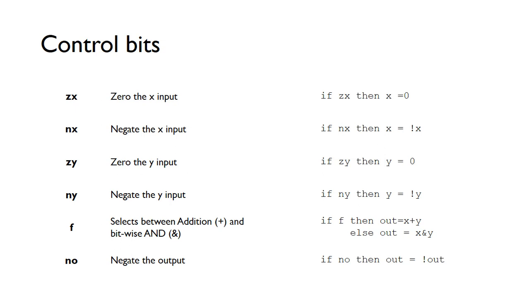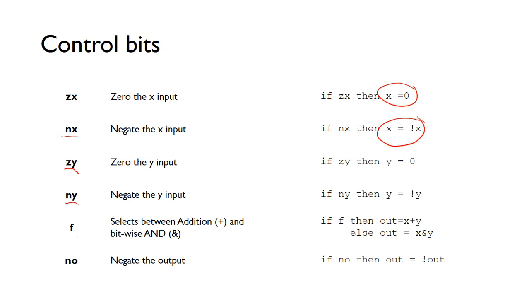The 6 control bits are shown here. The ZX control bit zeroes the X input, so if ZX is equal to 1, X will be equal to 0. The NX control bit negates the X input, so if that's a 1, all the bits on X are inverted, and we'll have not X. Similarly for Y, we can zero the Y input with ZY and negate the Y input with NY.